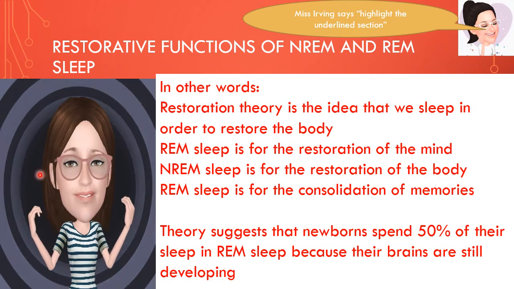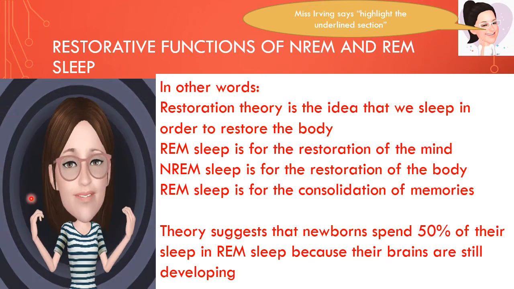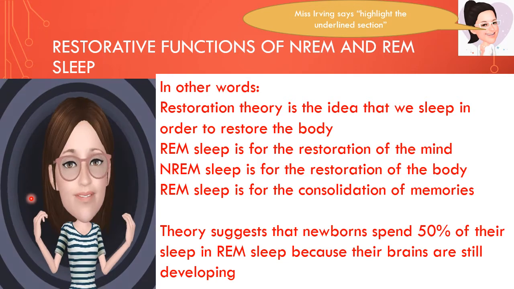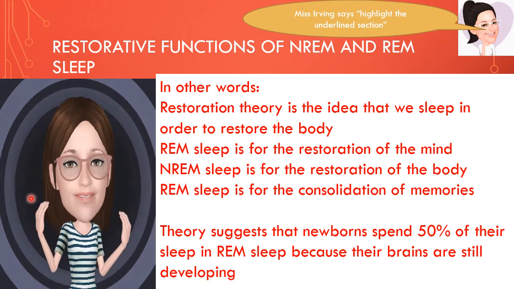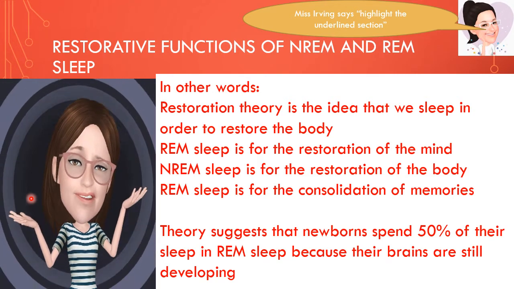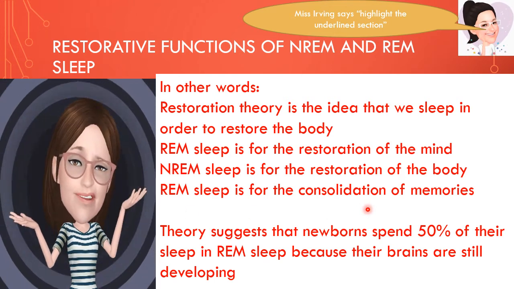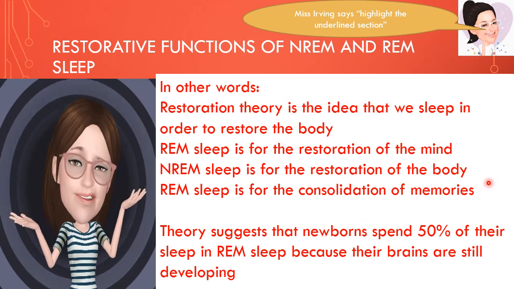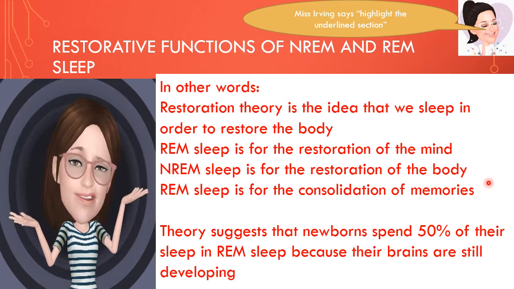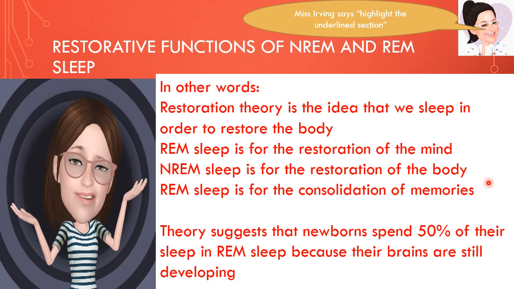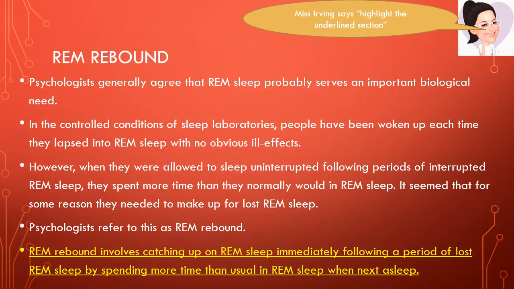So in other words, restoration theory is the idea that we sleep in order to restore the body. REM sleep is a restoration of the mind. NREM sleep is for the restoration of the body, and REM sleep is for the consolidation of memories. The theory suggests that newborns spend 50% of their sleep in REM sleep because their brains are still developing. So, a part of this theory is REM rebound.